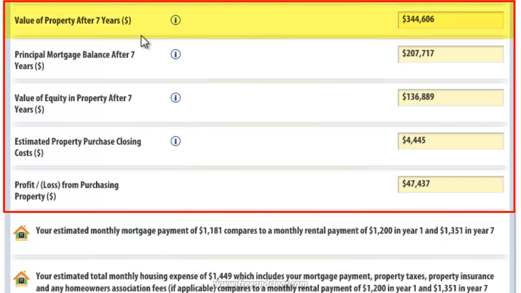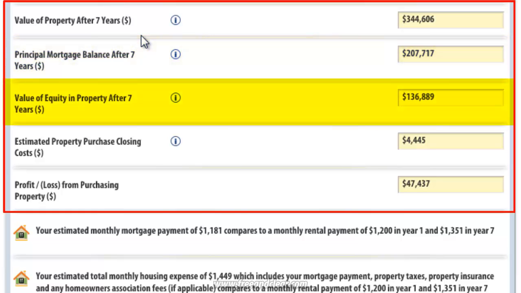The next set of outputs looks at how our property value and the value of our equity in our property has changed. First, we show the value of the property after 7 years, which is based on the annual increase in property value that we selected for our inputs. In this case, our property value has increased from $300,000 to over $344,000. Next, we show our principal mortgage balance after 7 years. So the balance on a mortgage, which was originally $240,000, is now approximately $208,000. So we have paid down a mortgage by $32,000 over the first 7 years of our mortgage.